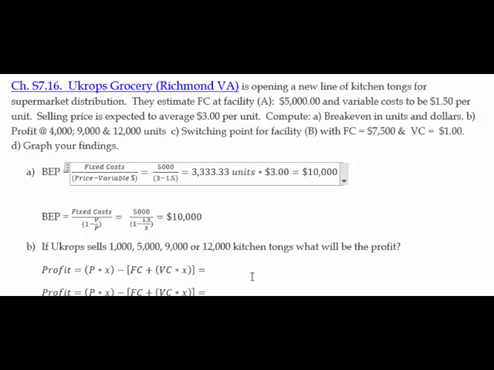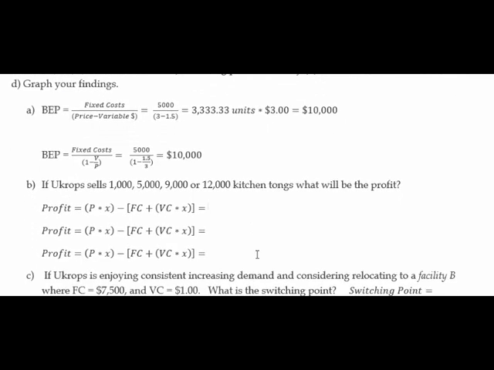Okay, now let's drop down here to calculating the profit if we sell these various amounts. So we've got a little bit different equation here. Profit is going to be comprised of price times X, the number of units we sell. That's what X is, the number of units that we sell. And we're going to then subtract off of that the cost. So we've got the fixed cost, the variable costs with respect to X.